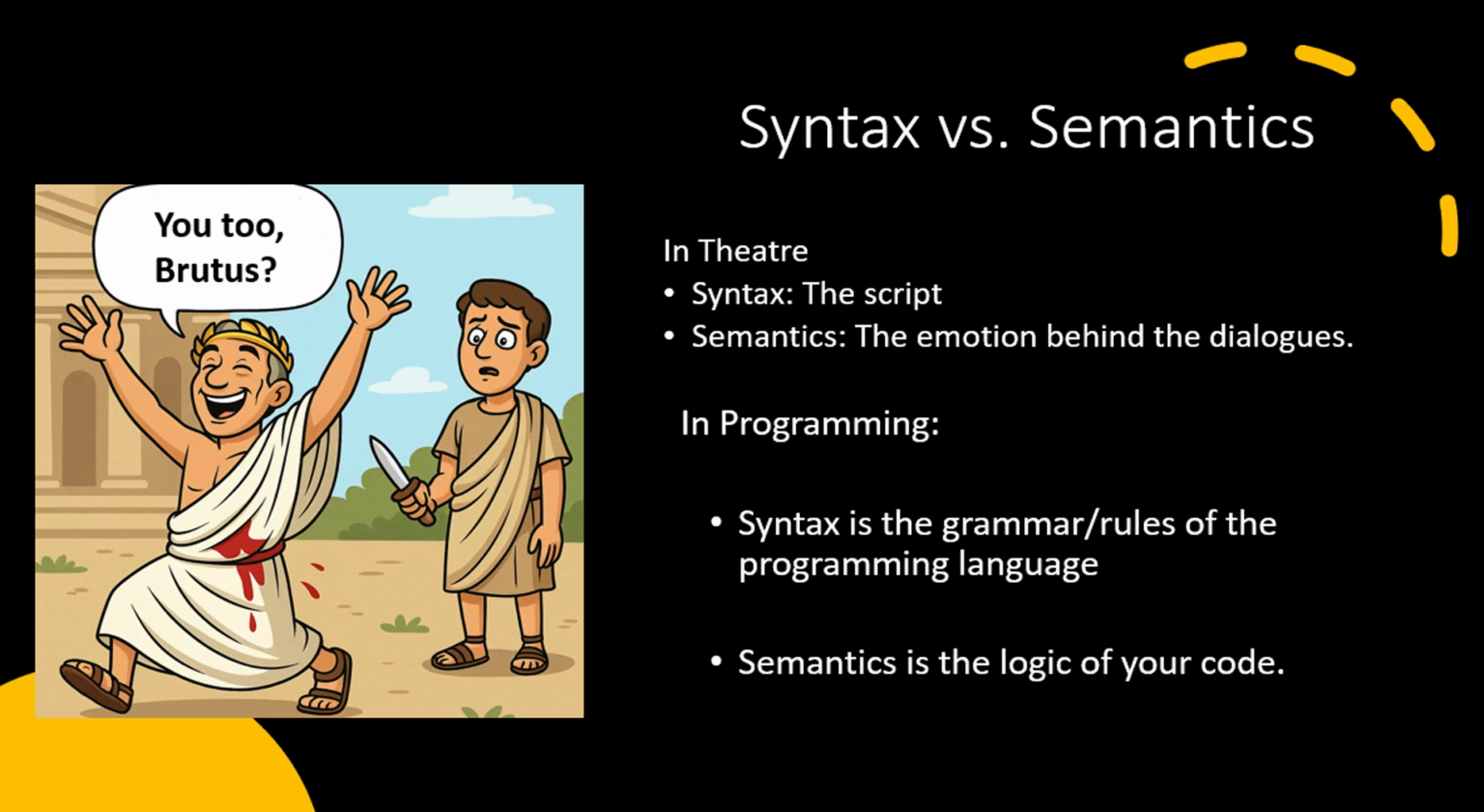Let us take the context of a theater. You might have heard about this famous play by Shakespeare, Julius Caesar. In the play, Caesar is betrayed by his friend Brutus. When Caesar is stabbed by his friend Brutus, he says this famous dialogue, "Et tu, Brute?" which means, "You too, Brutus."